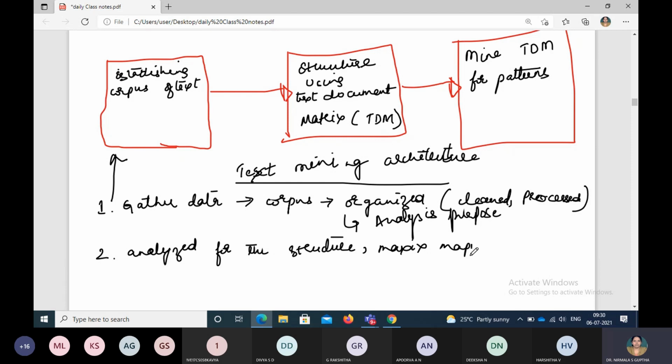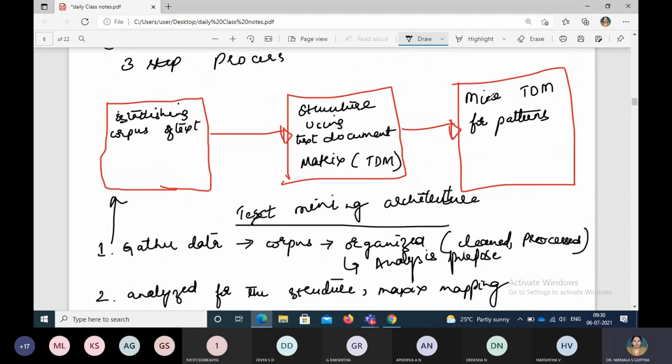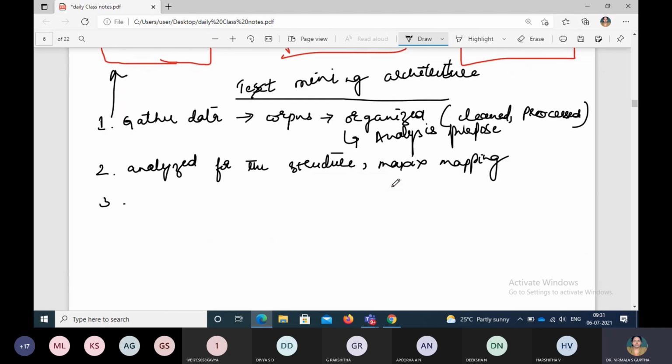So matrix mapping of important terms, important phrases to the source document will be done in the second step or process of the text mining architecture. The last step or functionality is the third rectangular box I showed you: mine the text document matrix for the patterns. Text document matrix for the patterns.